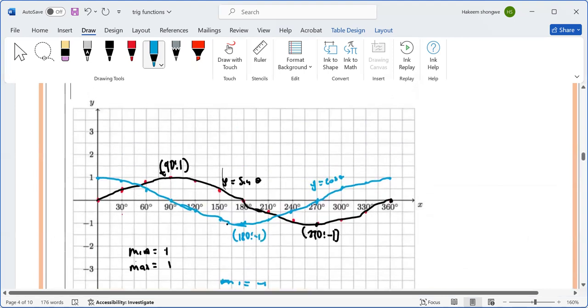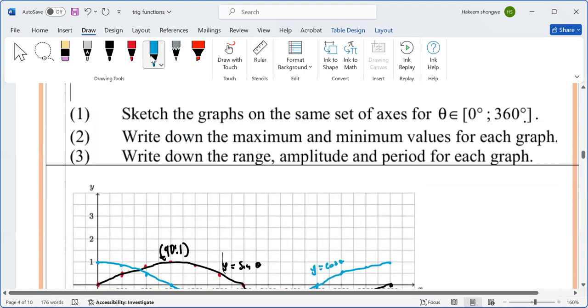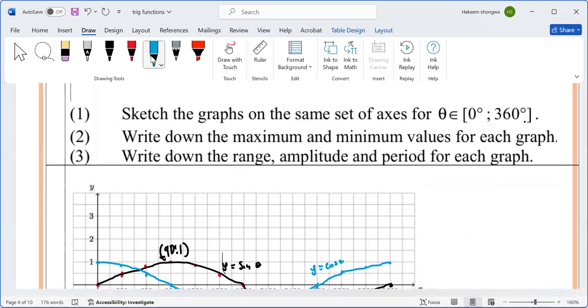Okay, what else do we want? We also want to know what the range is. Now, the range is going to be from the minimum up until the maximum. As long as you have the minimum and the maximum value, then you'll be able to get the range.